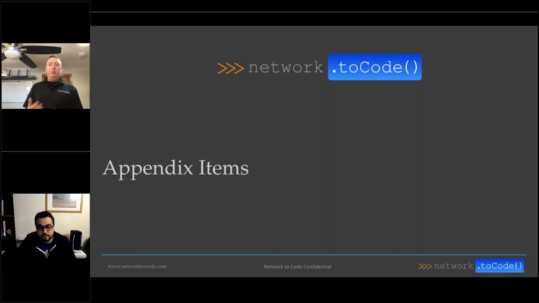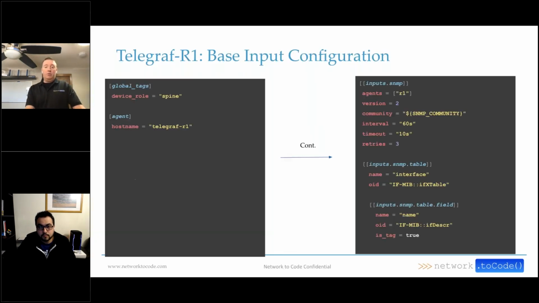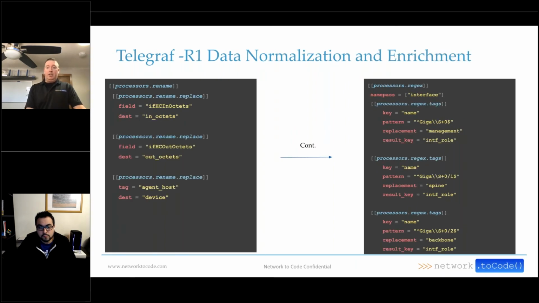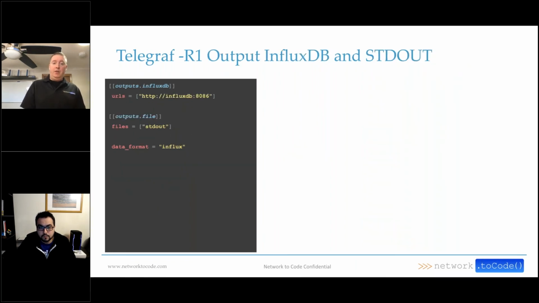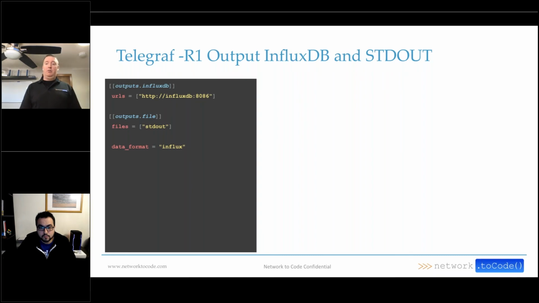And then I'm going to go through just a few appendix items, some of the pieces that David had in place. If you need to take a look and want to use these in your own environment, definitely feel free. So the base input configuration for R1, data normalization and enrichment for R1, and then the output for InfluxDB, and it's going to standard out. So with that, we'll go to a few questions.